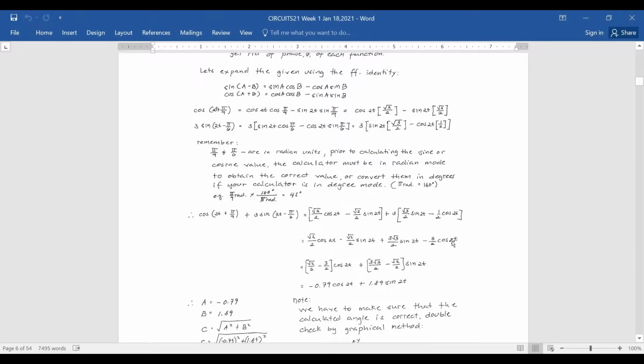Then after that, we combine like terms, say cosine 2t here, square root of 2 over 2, minus negative 3 over 2 cosine 2t. Then next, combine the sine function here, this is the combined expression of the sine. Then after that, we compute the value, equal to negative 0.79 cosine 2t, followed by positive 1.89 sine 2t.